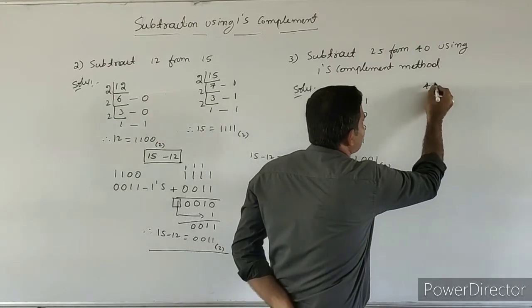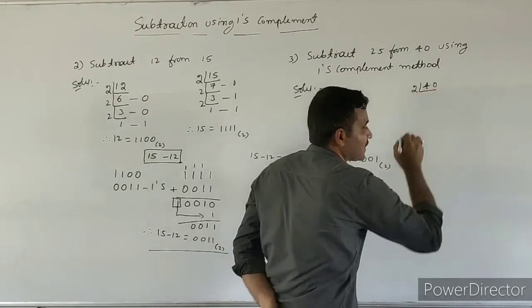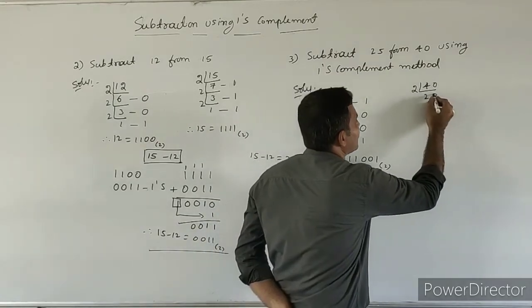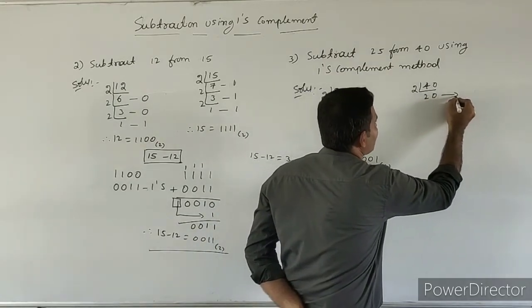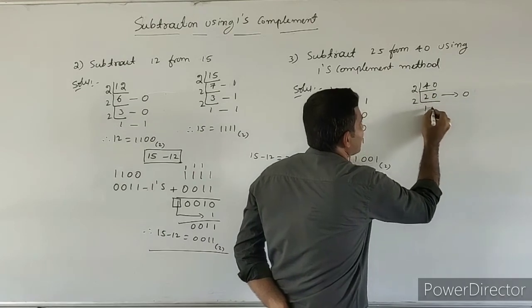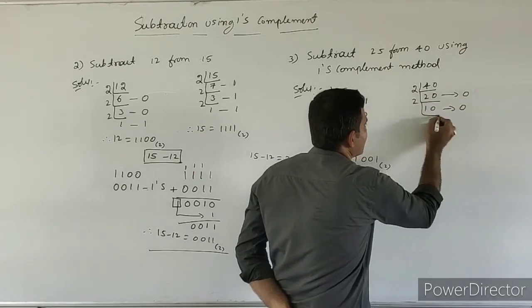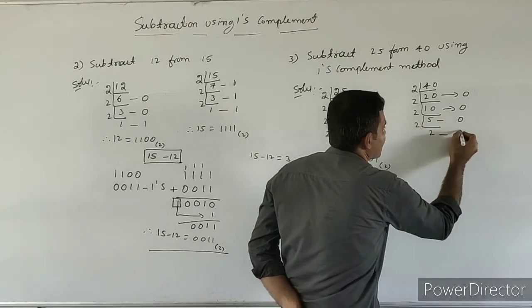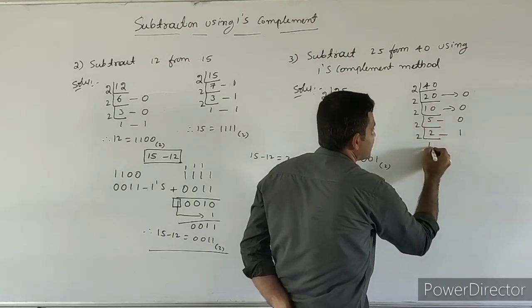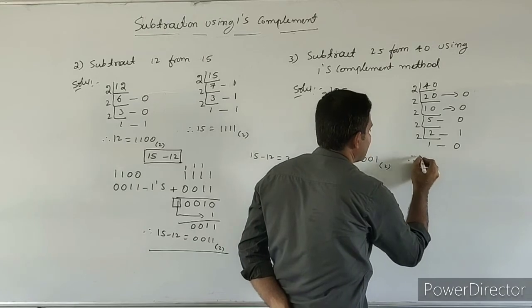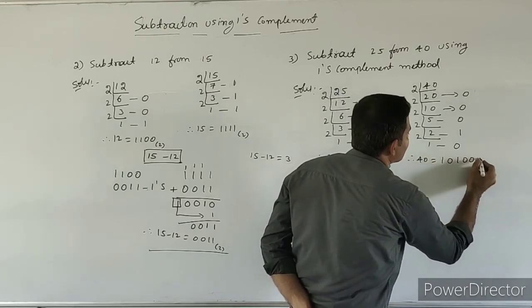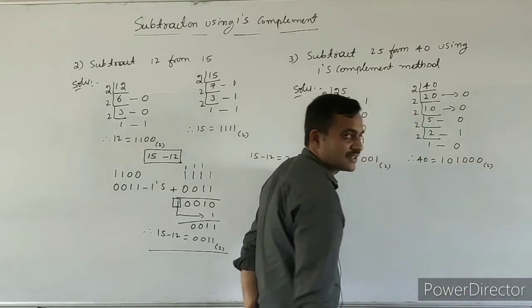Then 40. Use the repeated division by 2 method to convert decimal to binary. 2 twenties are 40, the remainder is 0. 2 tens are 20, remainder is 0. 2 fives are 10, remainder is 0. 2 twos are 4, remainder is 1. 2 ones are 2, remainder is 0. Therefore, 40 is equal to 1 0 1 0 0 0 in binary.